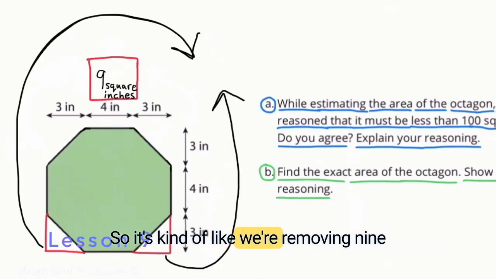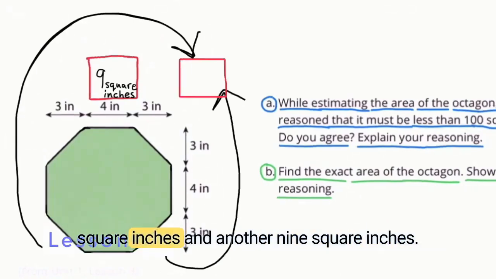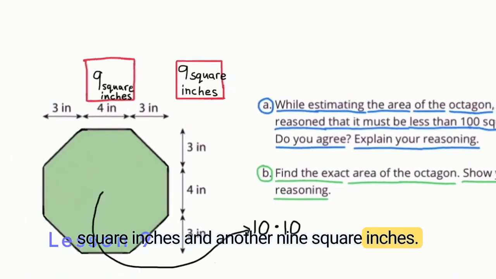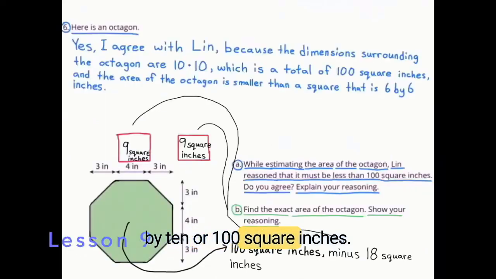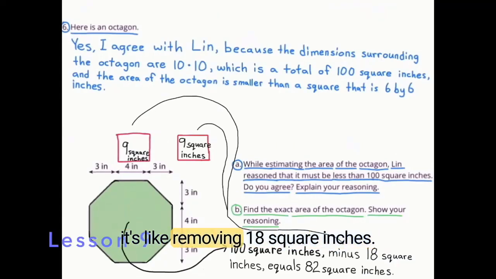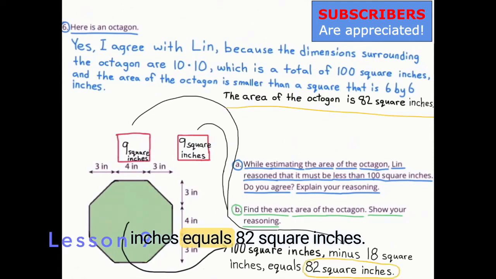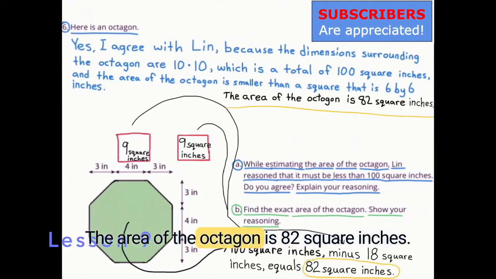So it's kind of like we're removing 9 square inches and another 9 square inches. So the original square was 10 by 10, or 100 square inches. When we remove the 4 corners, it's like removing 18 square inches. And 100 square inches minus 18 square inches equals 82 square inches. The area of the octagon is 82 square inches.